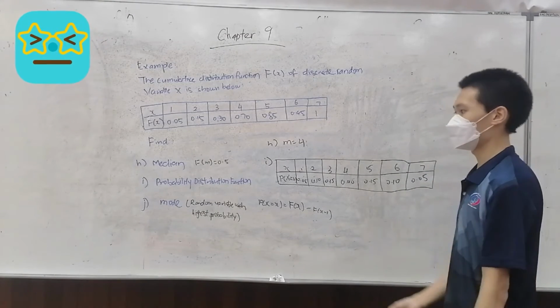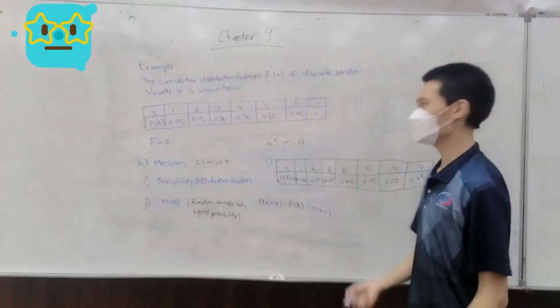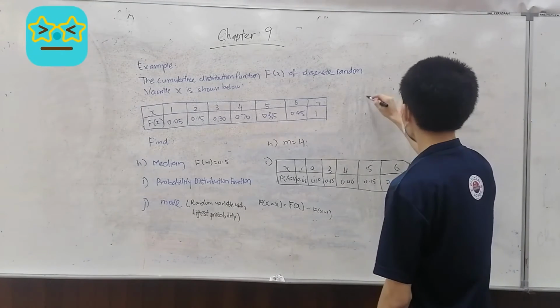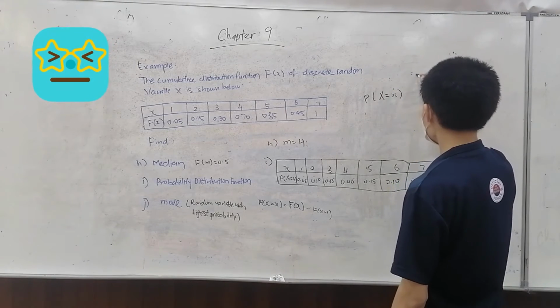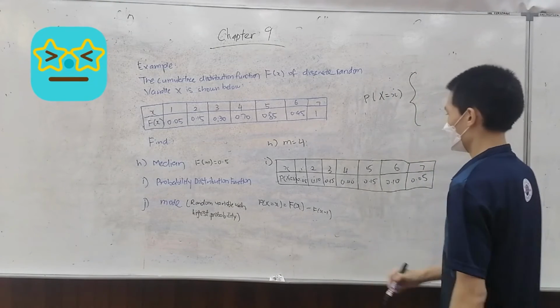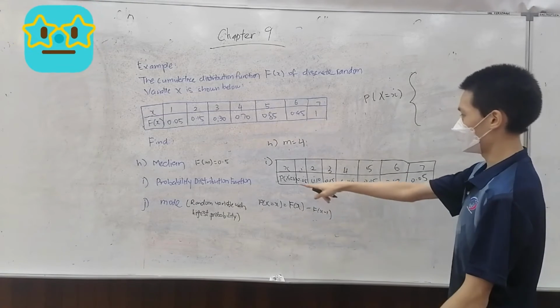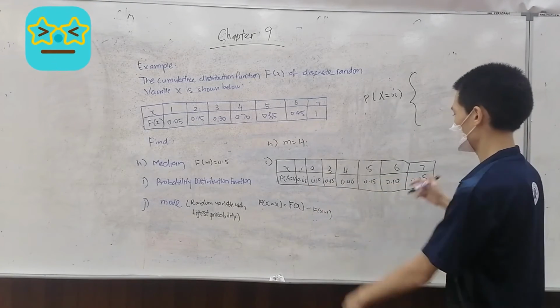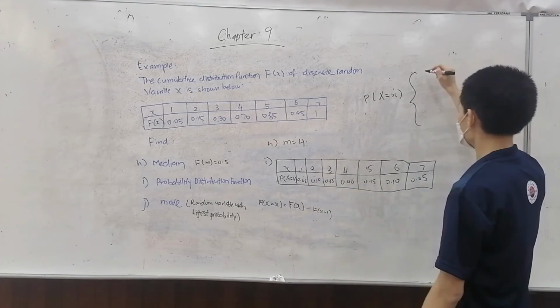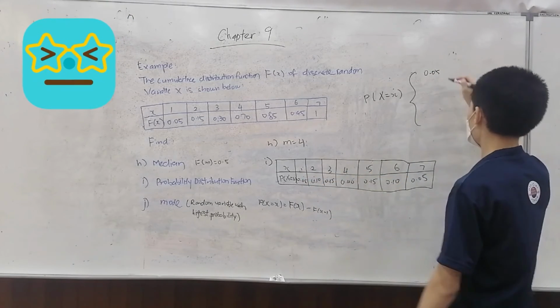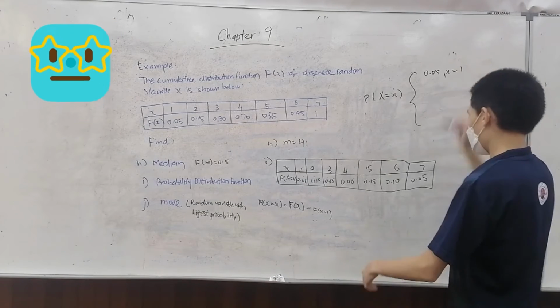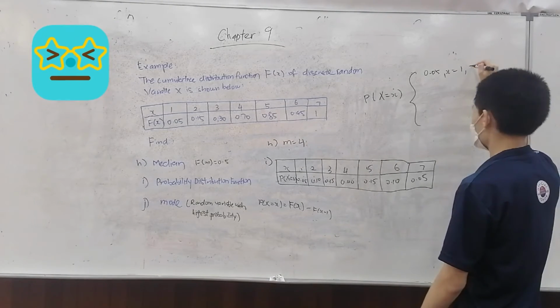And now we have to create a probability distribution function. So P(X=x) equals to a big bracket. We can categorize the probability with the same value. We start with 0.05. At 0.05, there are two values that have the same probability, which is x equals to 1 and also x equals to 7.